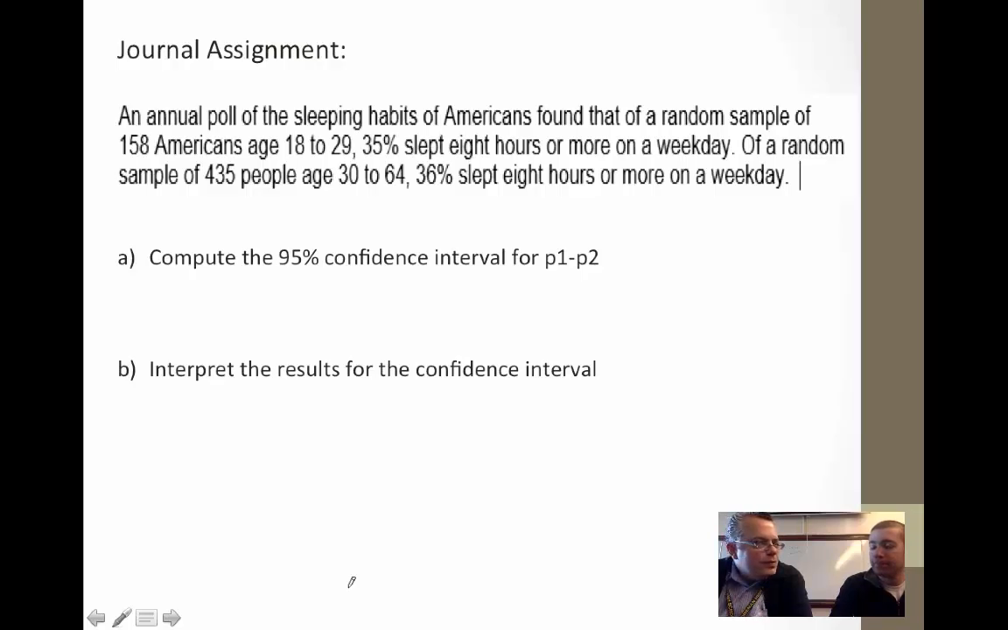There's one little thing we should talk about. They can do it by hand if they want, but if they use a calculator, what's X1 and X2? You're probably going to have to figure out what 35% of 158 is. And I'm not sure the calculator lets you enter a decimal, so you may have to round that. You should always do that anyway when you're talking about people, because you can't have 0.4 of a person.